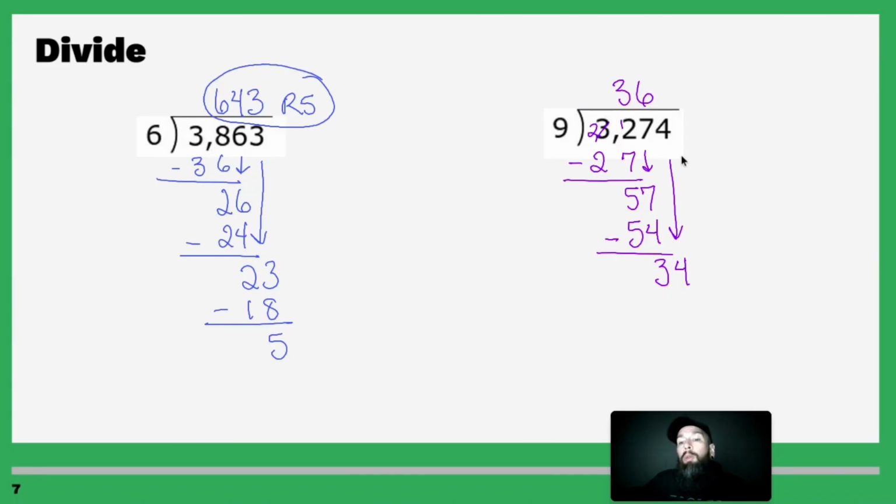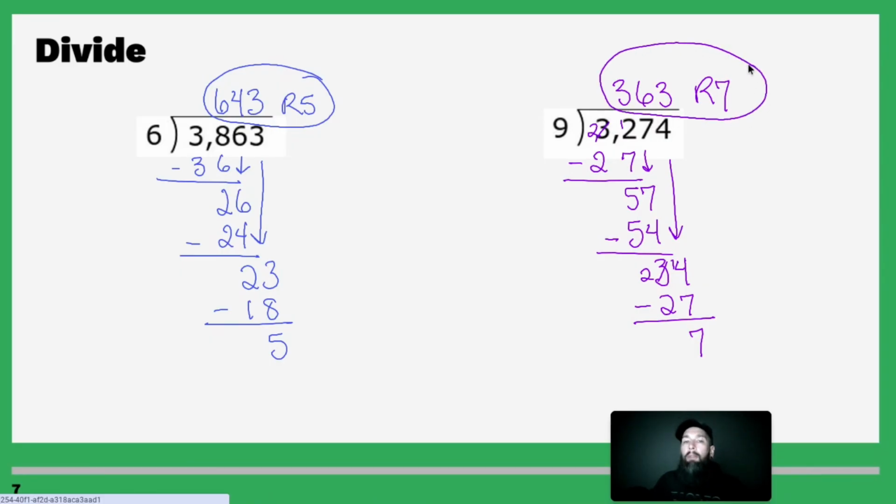9 goes into 34 3 times. 9 times 3 is 27. Subtract. Make it a 2 and carry the 1. 14 minus 7 is 7. I'm out of digits, so our remainder is 7. So 3,274 divided by 9 is 363 with a remainder of 7.